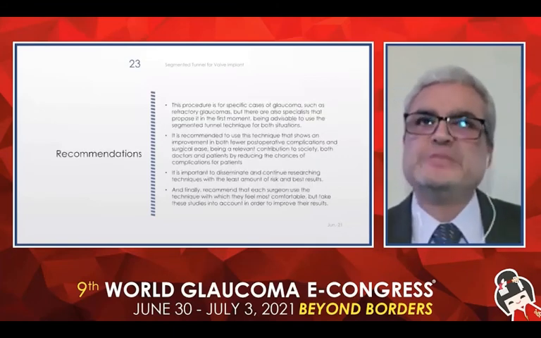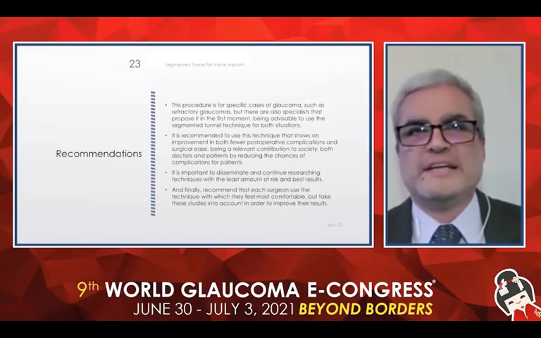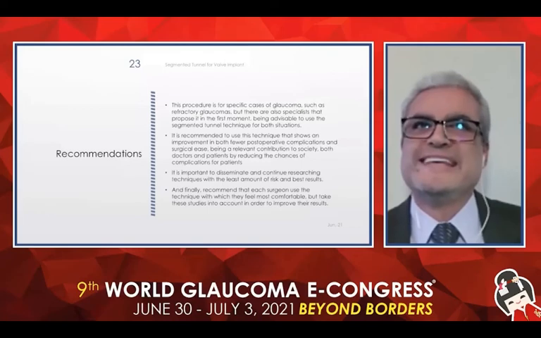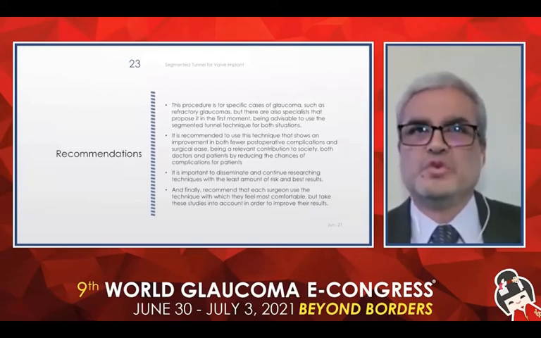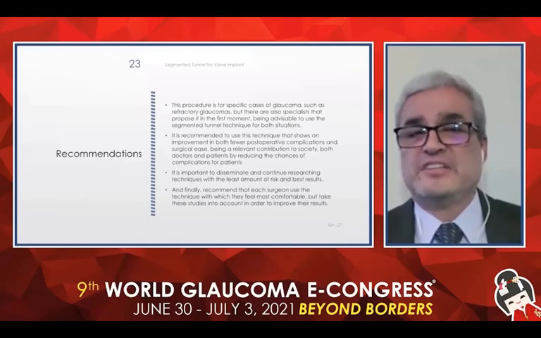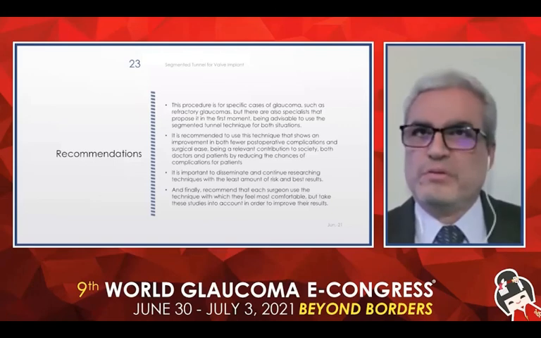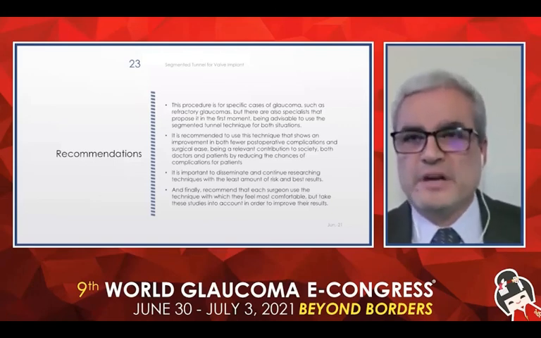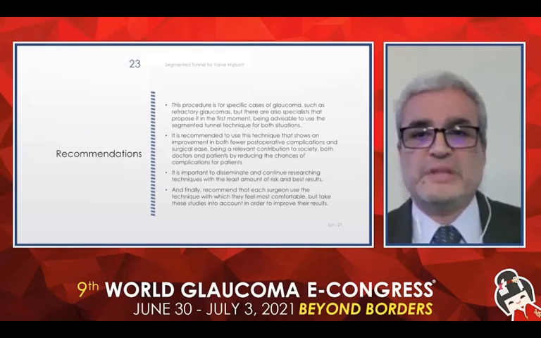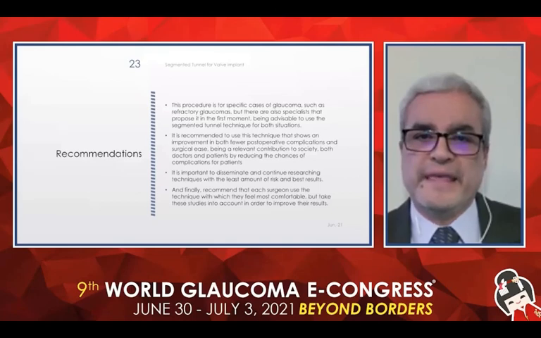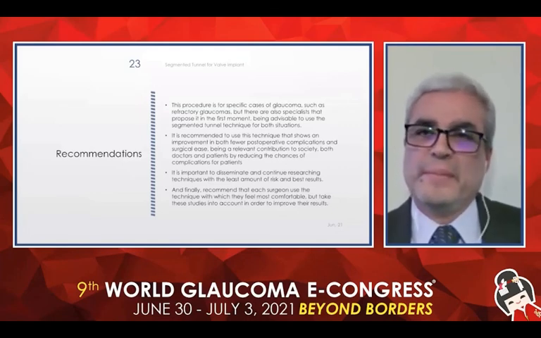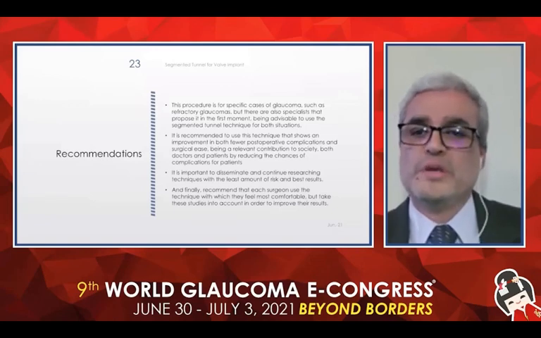Recommendations. This procedure is for specific cases of glaucoma, such as refractory glaucomas, but there are also specialists that propose it in the first moment, depending on the case, it being advisable to use the segmented tunnel technique for both situations. It is recommended to use this technique that shows an improvement in both fewer postoperative complications and better surgical management. It is important to disseminate and continue researching techniques with the least amount of risk and best results. And finally, I recommend that each surgeon use the technique with which they feel most comfortable, but take these studies into account in order to improve their results.